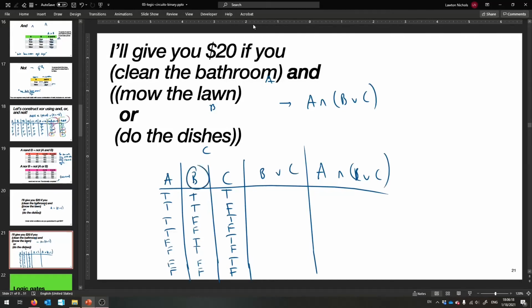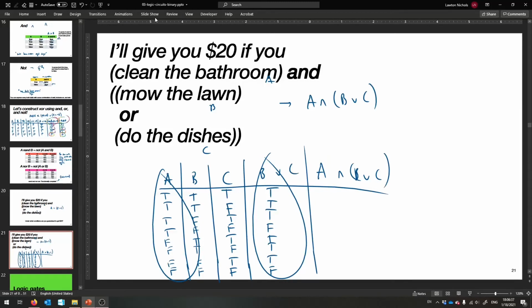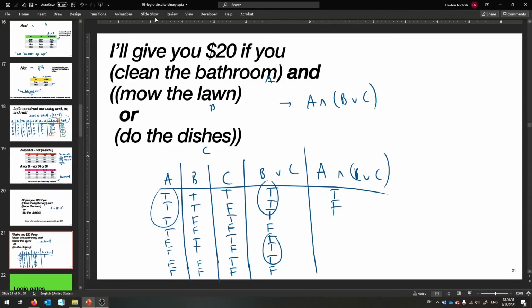I'm going to go a bit faster now. B or C is true whenever one or the other is true. So I got a true there, true there, true there. Oh, they're both false, false. True, true, true, false. Okay. Now we want to AND these with A, so they both have to be true. Where are the trues for A? They're only over here. So it's only ever going to be true in these first, looks like three cases.